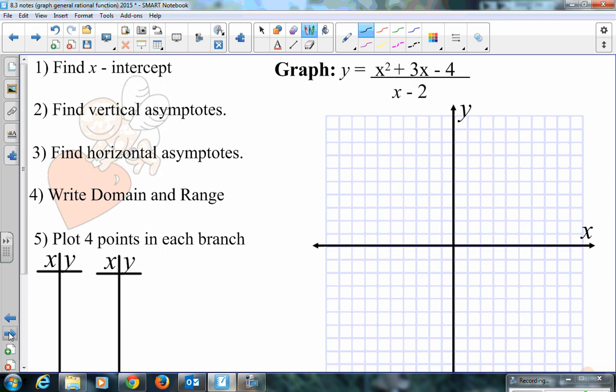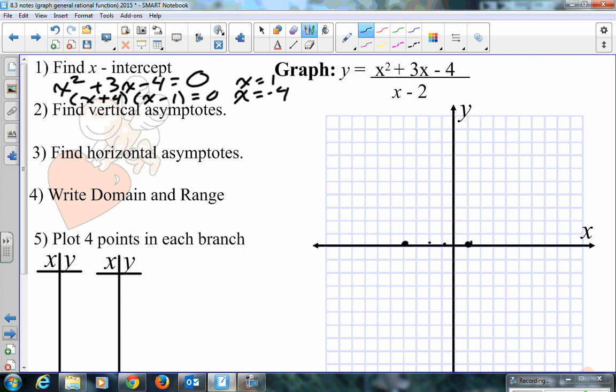So let's find the x-intercepts. So we set the top equal to 0. So I've got x squared plus 3x minus 4 equals 0. So I can factor that. I've got x plus 4 times x minus 1 equals 0. So I get x equals -4, or x equals 1 for my two x-intercepts. So I've got this point and this point on my graph.